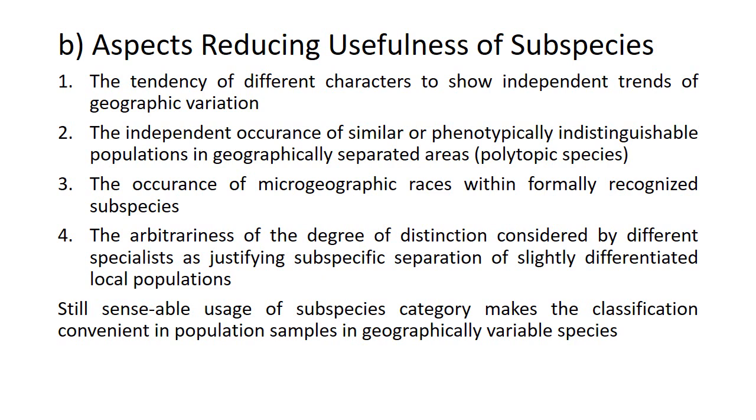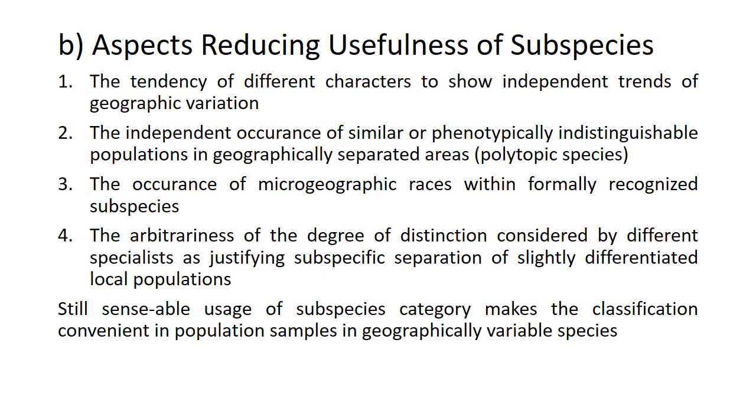They are generally called polytopic species. So the independent occurrence of similar or phenotypically indistinguishable populations in geographically separated species makes it difficult to apply the concept of subspecies. The occurrence of microgeographic races within formally recognized subspecies causes another difficulty. So what to do with microgeographic races? Either they should be called subspecies or they should not be called subspecies.